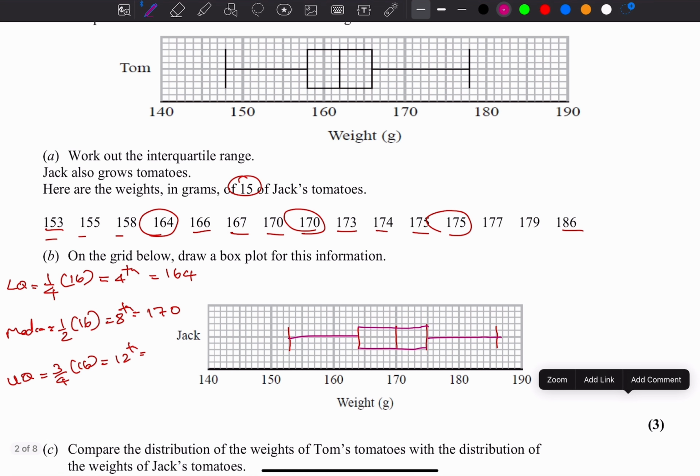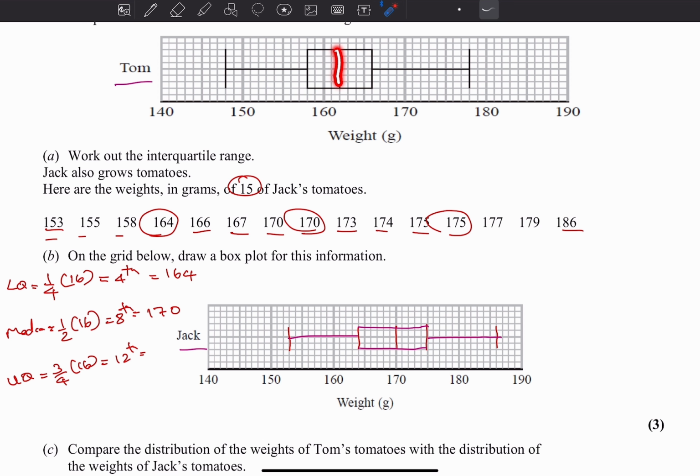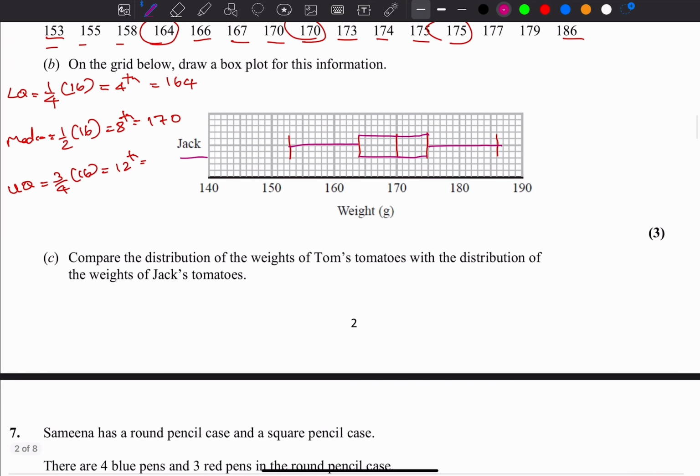Compare the distribution of the weight of the tomatoes on the distributions. Tom, Jack, whose tomatoes weigh more? So you look at the median. Remember, the first bit is median. This is 162, 170. So Jack. So you would say, on average, Jack's tomatoes weigh more because they have a higher median.